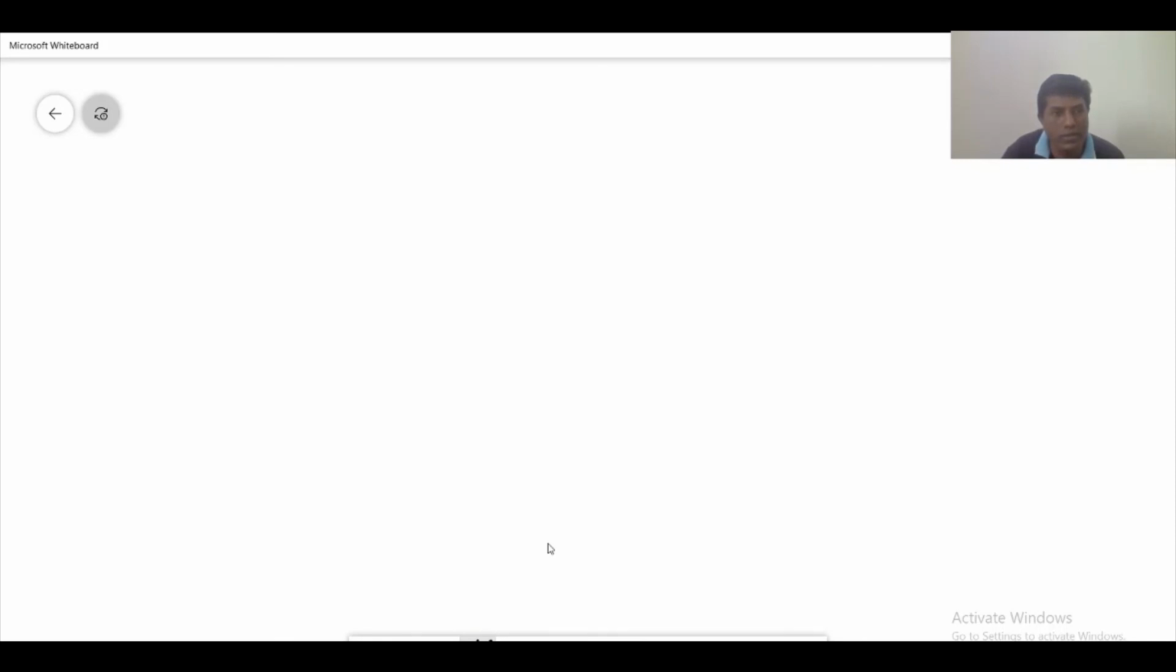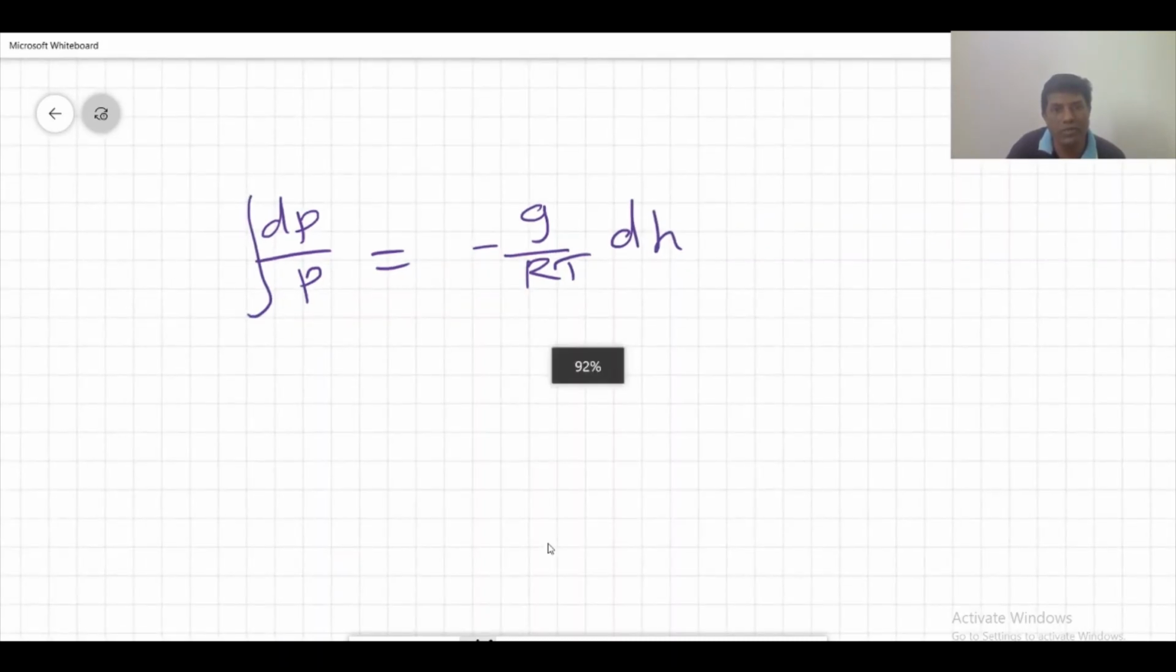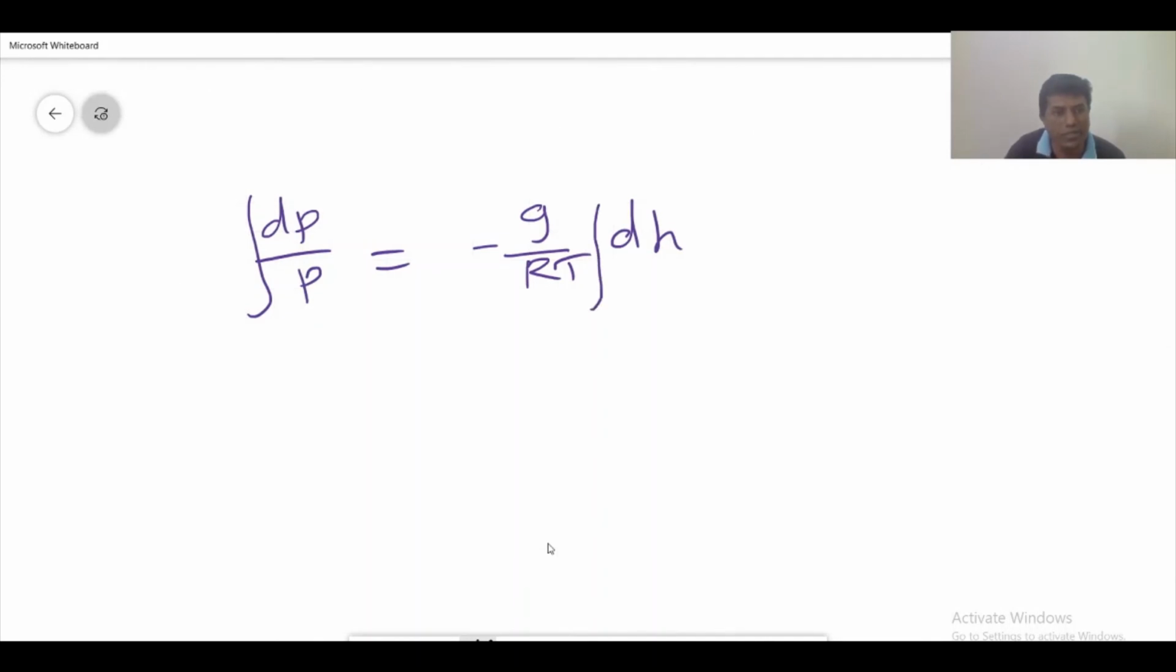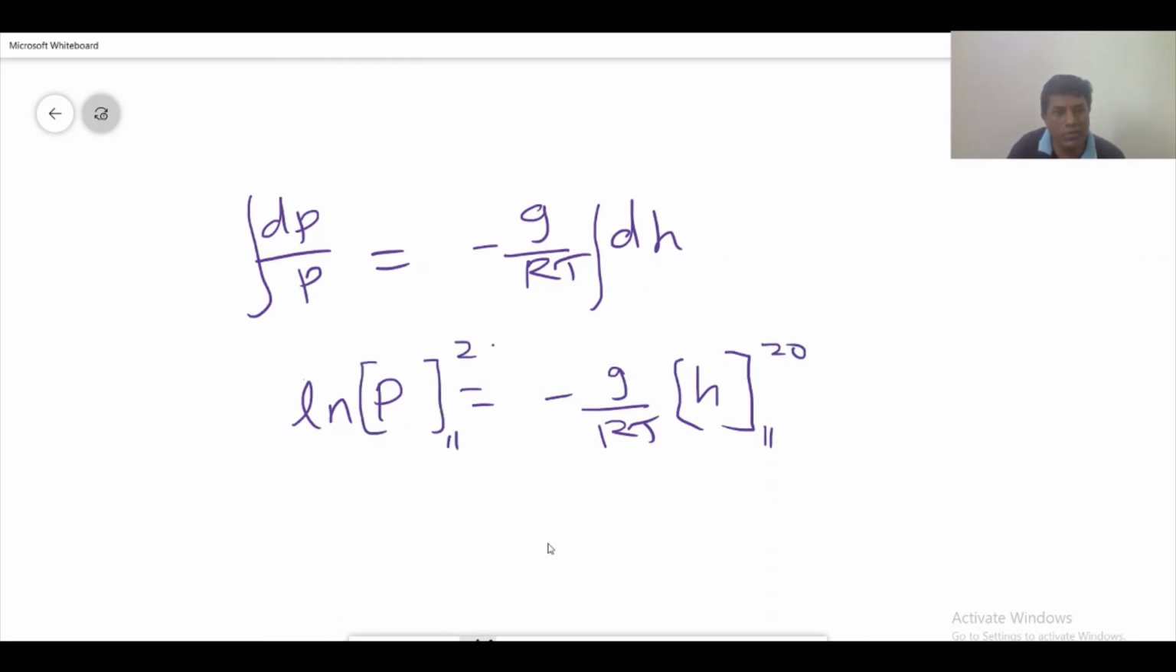So dP by P equals minus g by RT into dh. Now we can integrate this on both sides. On the left-hand side it becomes ln P, and on the right-hand side minus g by RT, because the temperature is constant, so we have taken it out, and only h remains. We will have limits: 11 kilometers up to 20 kilometers on both sides.